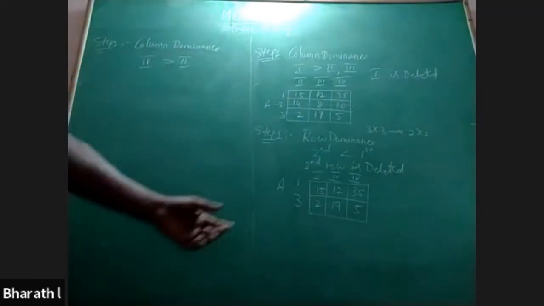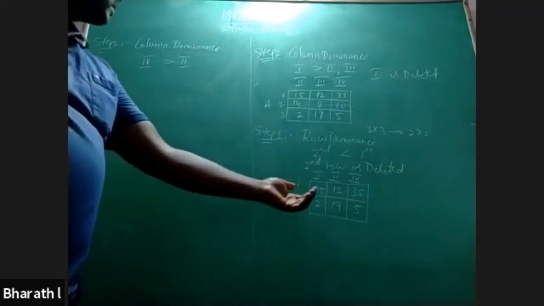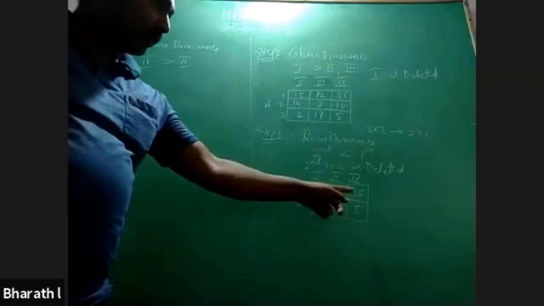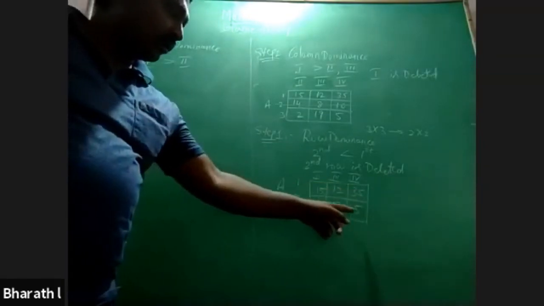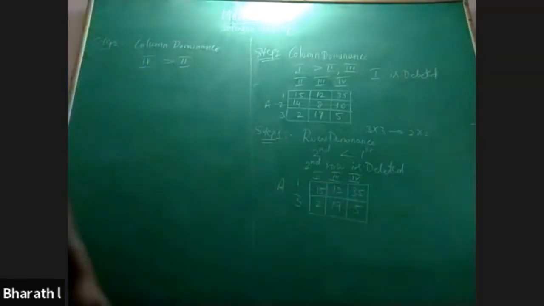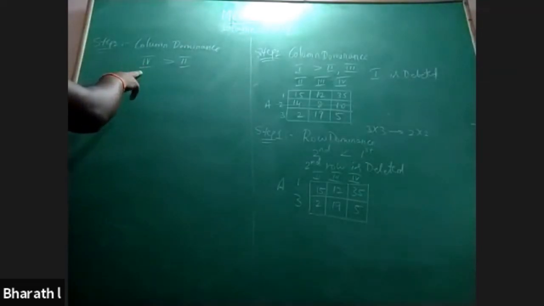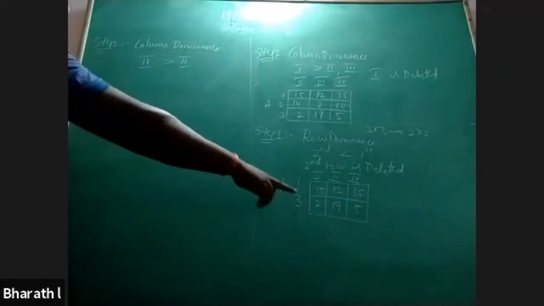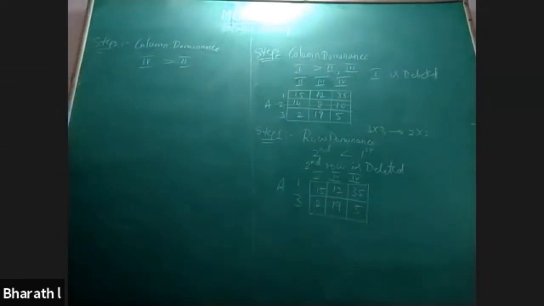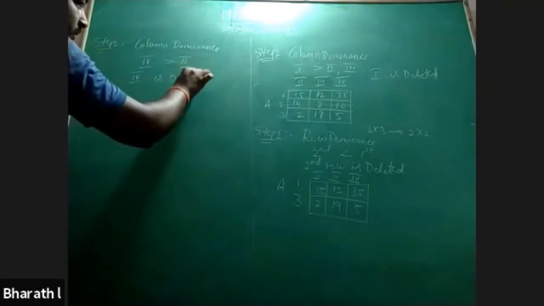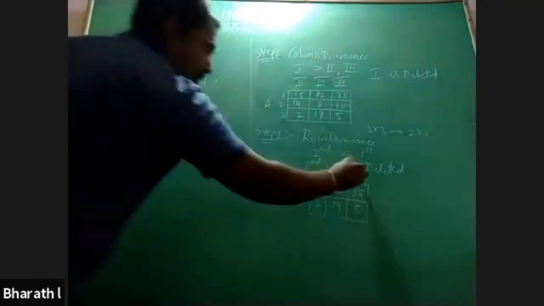Then we'll check third and fourth. 12, 35, 35 is greater, 19, 5, 19 is greater. That is not possible. The only possibility is that elements of the fourth column are greater than the second column. Therefore, the fourth column is deleted. You need to delete the fourth column.